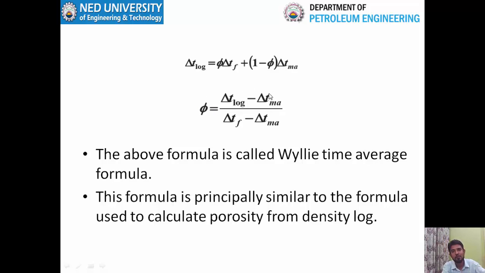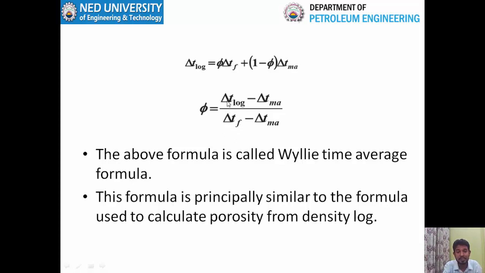You need to know the matrix of that zone, along with the fluid content in the zone. So you can only estimate porosity once you have identified the lithology and the fluid content. And just like in the bulk density log, there were fixed values for the matrix density, and there were fixed values for the fluid densities. Similarly, in this equation, there will be some fixed value for the delta T matrix, and there will be some fixed values for the delta T fluids.